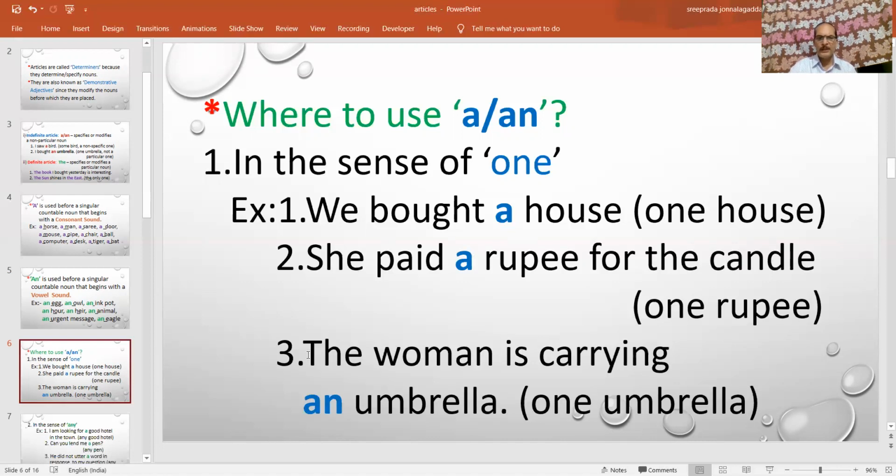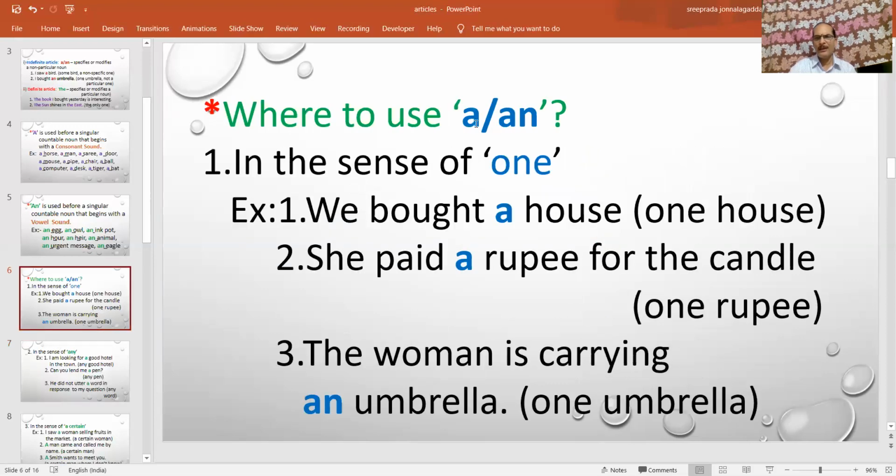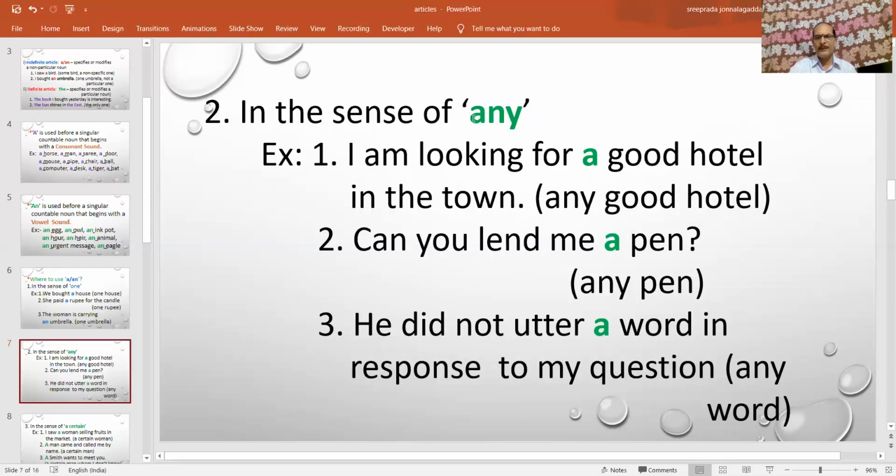Look at the third sentence. The woman is carrying an umbrella. An umbrella means only one umbrella. So "an" means one here. Next, in the sense of "any." In the first case, we have seen that "a" or "an" is used in the sense of one, and in the second case, in the sense of any.